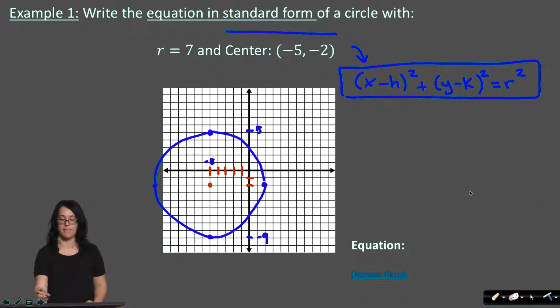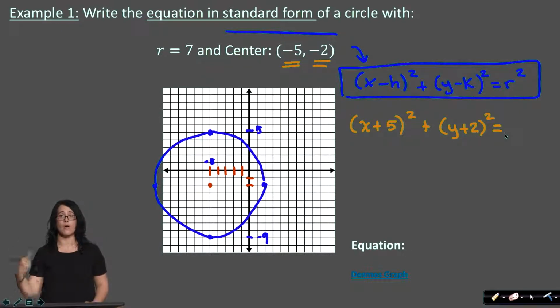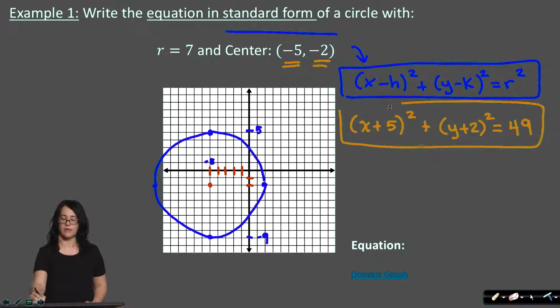This one's kind of obvious, right? If the center is at -5, -2, replacing h with -5 means we have the opposite of h. So the opposite of -5, x minus a -5, is really x plus 5. So x plus 5 squared. Then y minus our k value, but our k value is a -2. So the opposite of -2 is +2. So we have y plus 2 squared. Now our radius is 7, but we're supposed to take r and square it. So 7 squared is 49. So this would be x plus 5 squared plus y plus 2 squared equals 49. This would be our equation of the circle in standard form.